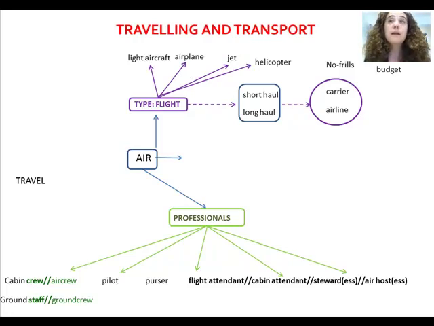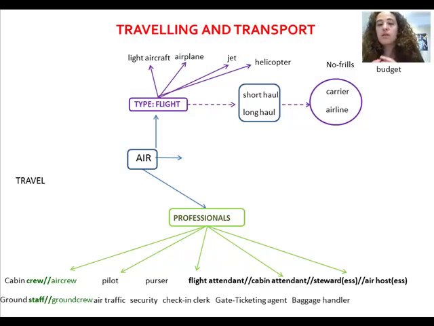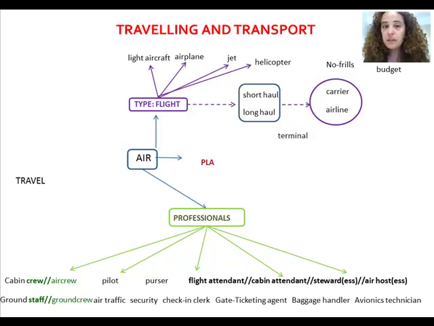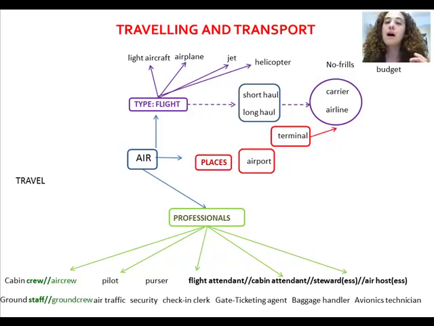As ground staff, we could mention many, but we just chose here air traffic controller, security control personnel, check-in clerk, gate or ticketing agents, baggage handler, avionic technicians, etc. As for the place, of course, we're going to talk about airports, and about airports we can specify where in the airport. The terminal is the big building in the airport where you can depart from, right? So we talk about the different areas inside a terminal that we need to know.